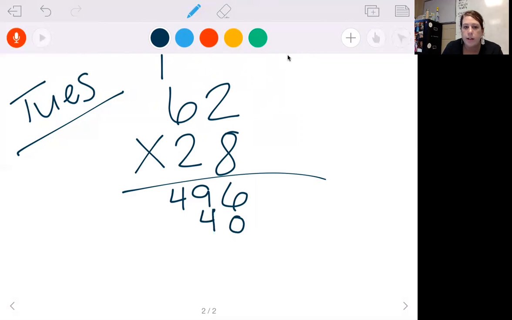I'm going to try to wait for it to catch up on your screen. I hate that it's being so slow. All right, so I'm going to go ahead and start adding it up.